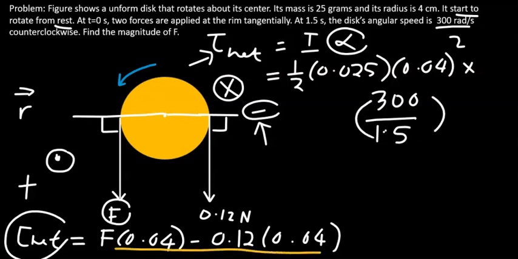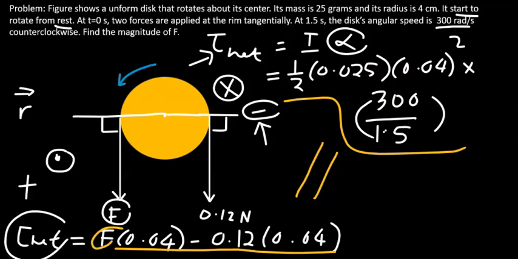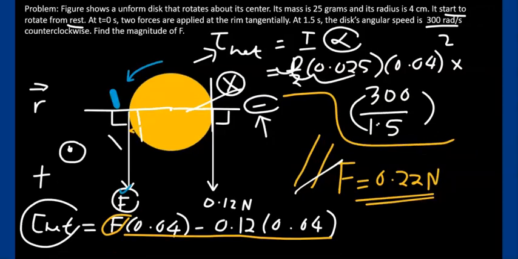Equating this entire expression, which is the net torque, to this expression, we can finally solve for the unknown, which is the force that we are looking for. And if you do that, you get the following for the unknown force, which is 0.22 newtons. And that solves the problem.